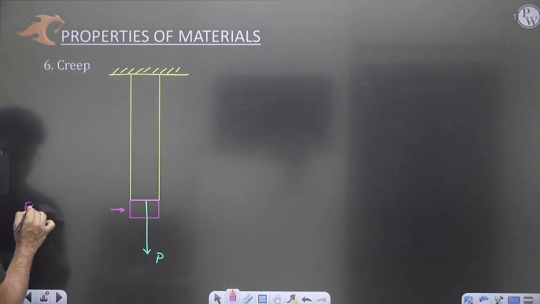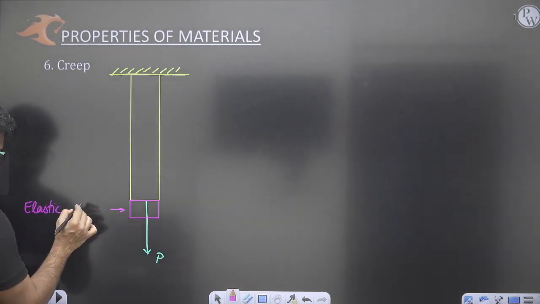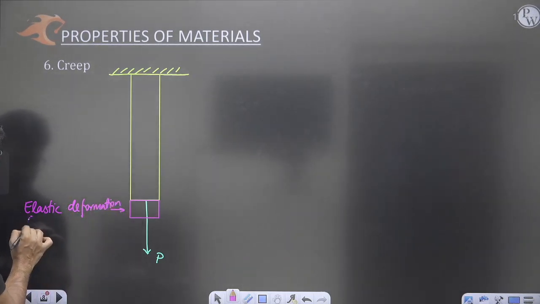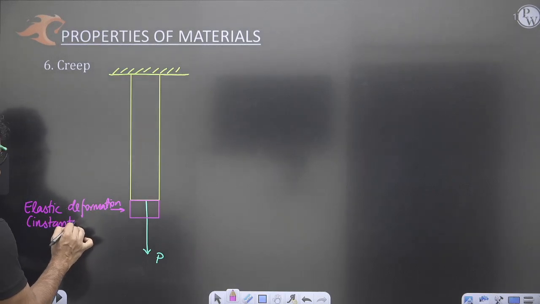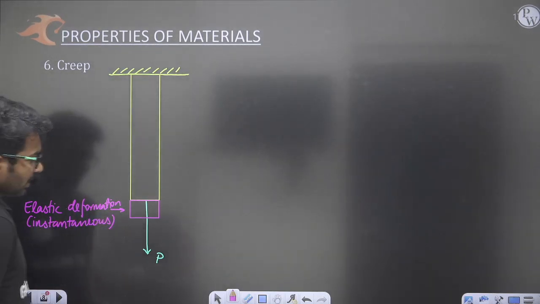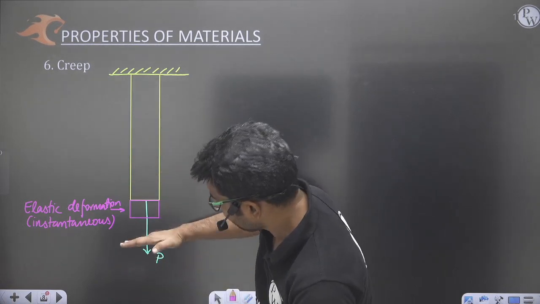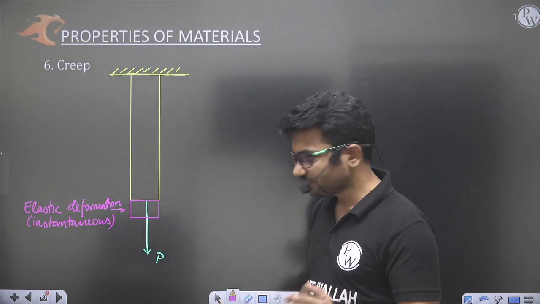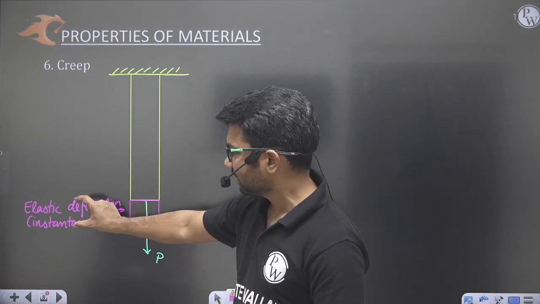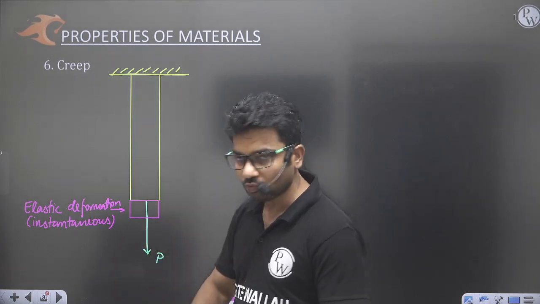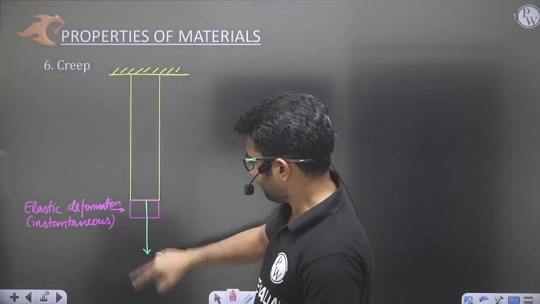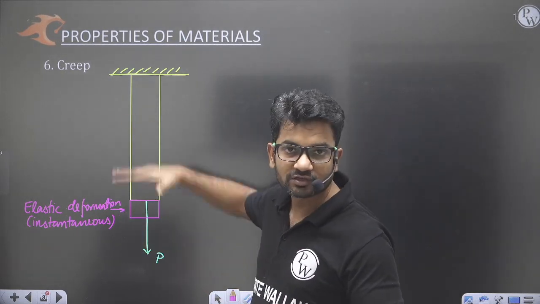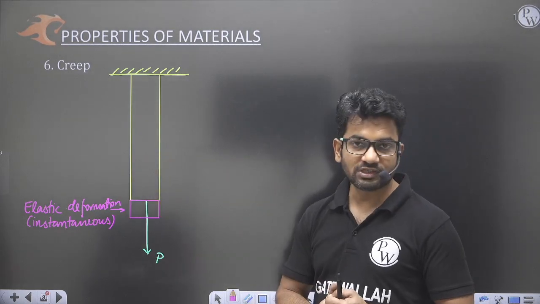This is elastic deformation and this will be instantaneous. As soon as I apply a load on this material, this will elongate. How much? Delta is equal to PL upon AE, that we have seen. So this elongation will be elastic elongation, instantaneous. Now if I remove the load, since this is elastic deformation, all this extra elongation will be removed, and the material will regain its original shape and size.